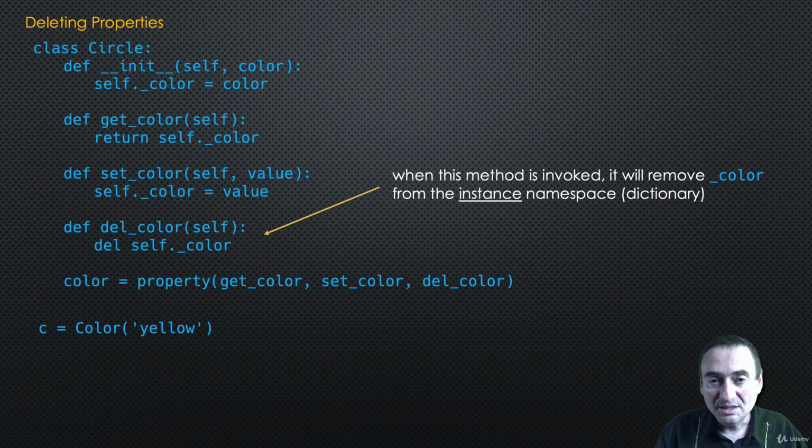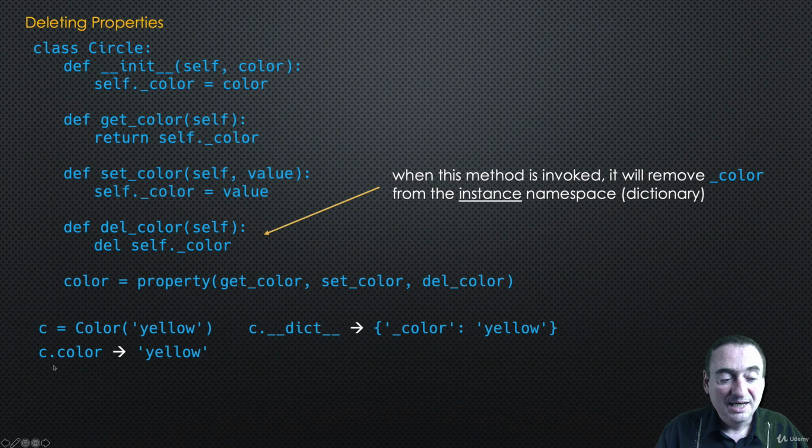So when we create an instance, let's say c equals Circle yellow, then our instance dictionary has this underscore color. That's what we defined in the init, right? We set the underscore color, which is in the instance namespace, to this value here. So that's what we have. Now we can access it using dot notation. We could use the getattr function as well. But if we use c.color, it's going to look up basically using the get color method. And that's just returning self._color. So it's going to look it up in the instance dictionary. It's going to find it there and return yellow.